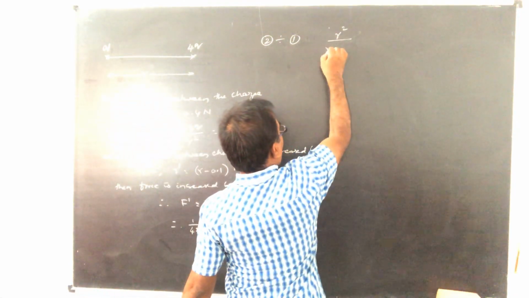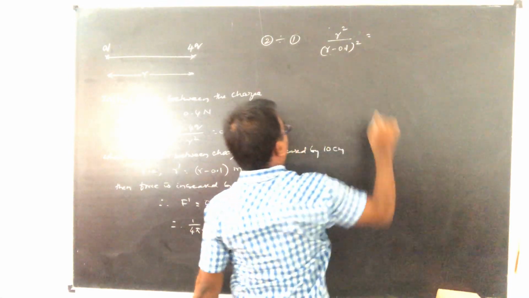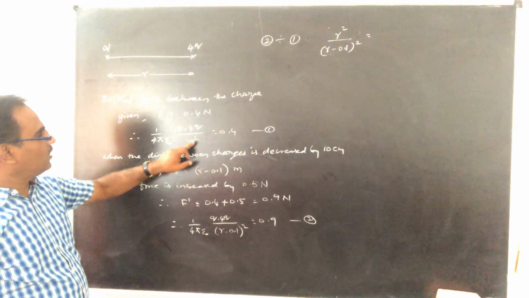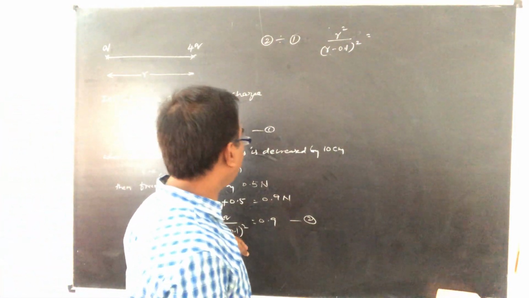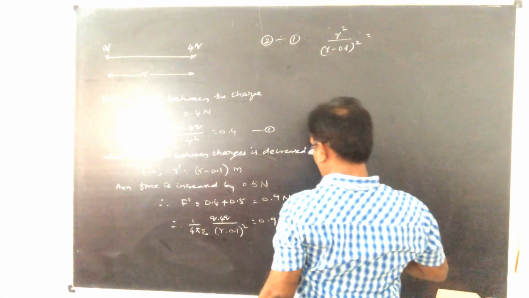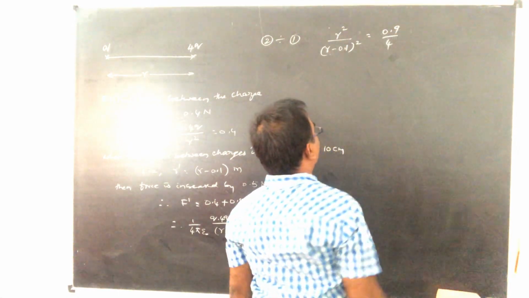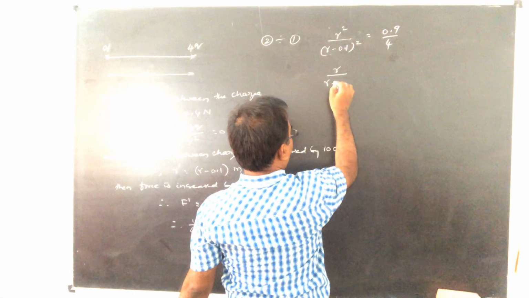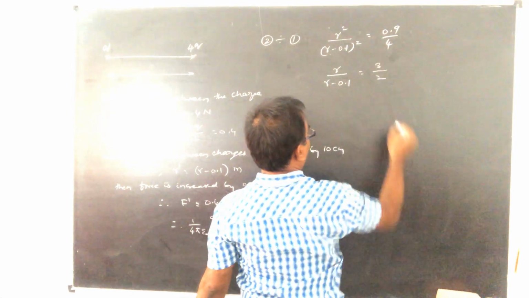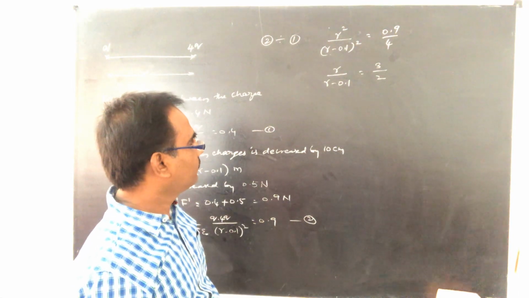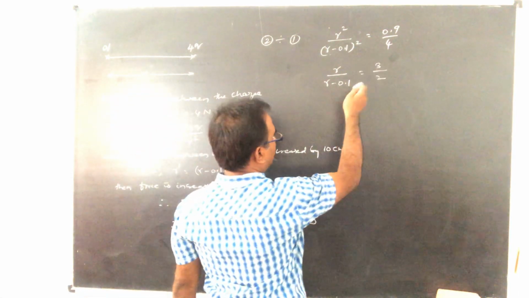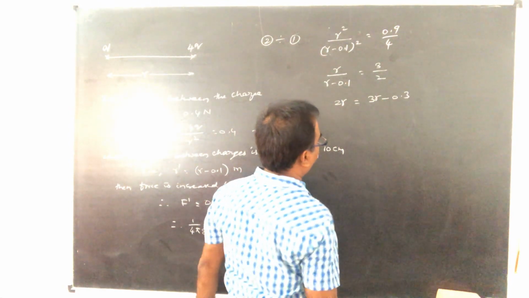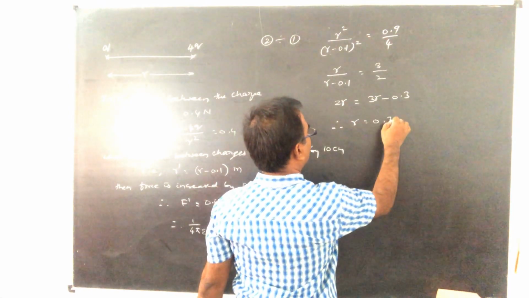So equation 2 by 1 means you will get r square divided by r minus 0.1 whole square. This term will come to the numerator and this will be there in denominator. So 2 by 1 means it is 0.9 divided by 4. If I take square root on both sides, r divided by r minus 0.1 is equal to 3 by 2. So 2r is equal to 3r minus 0.3. Therefore, r is equal to 0.3 meter.